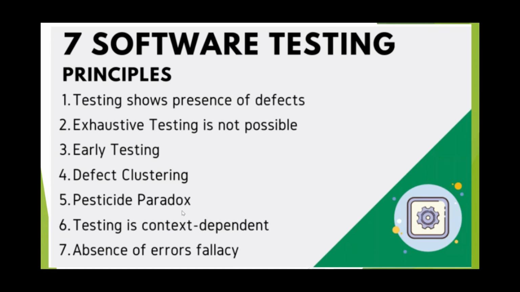Okay, so let's move on to the sixth point. Testing is context dependent. What does it mean? Testing is done differently for different contexts. Let's say we are testing a banking application. Definitely, security testing will be given more preference in a banking application because it deals with money. So we will give more importance to security testing, hacking testing and all.